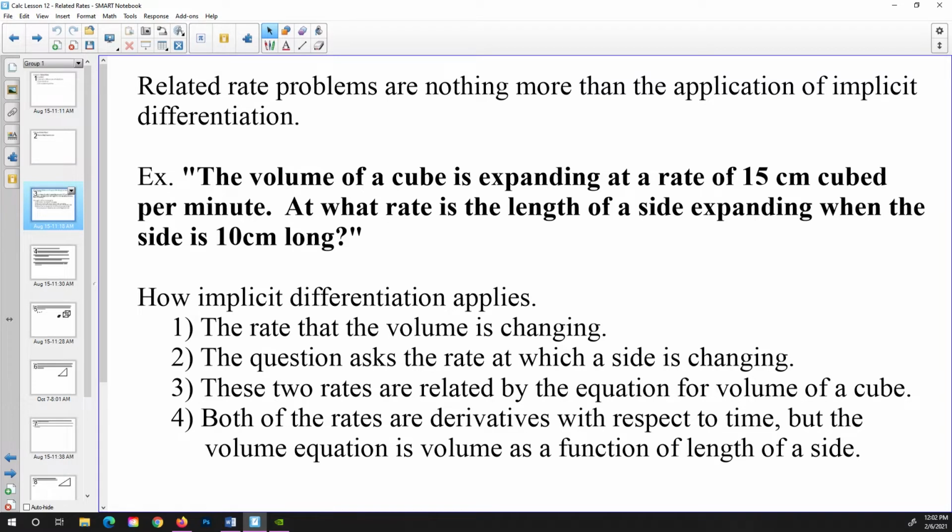As an example, the volume of a cube is expanding at a rate of 15 centimeters cubed per minute. At what rate is the length of the side expanding when the side is 10 centimeters long?